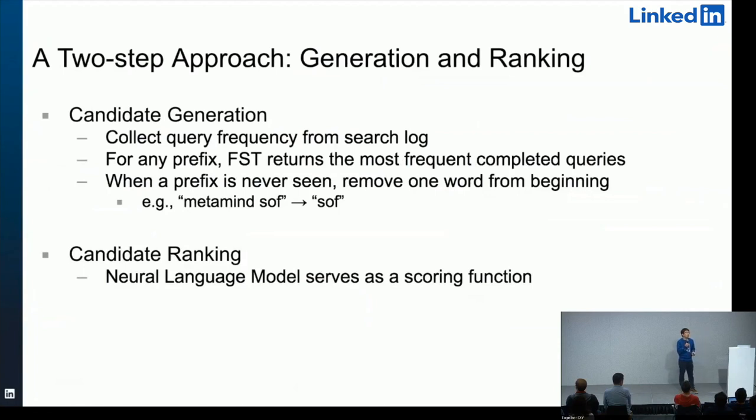So for candidate generation, it's based on the search query log. We collect the query frequency, and then we use something called FST to construct a trie structure. So it can return the most frequent completed queries for any prefix in a very short time.